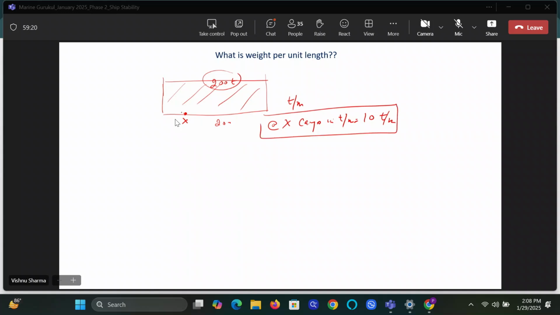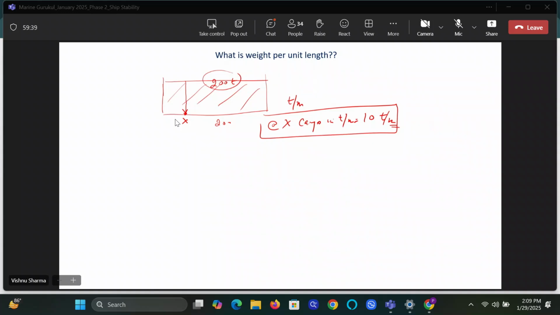Now, X is a point. So is X covering 1 meter? No. X is a point. Is the weight of cargo at X 10 tons? No, not at all. Then what does it actually mean?